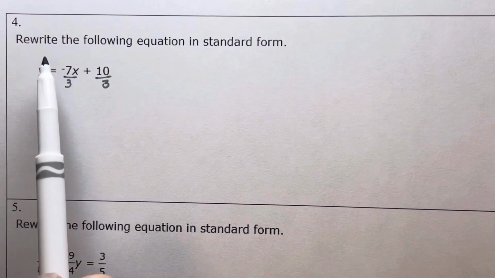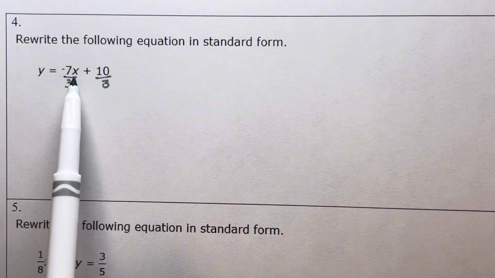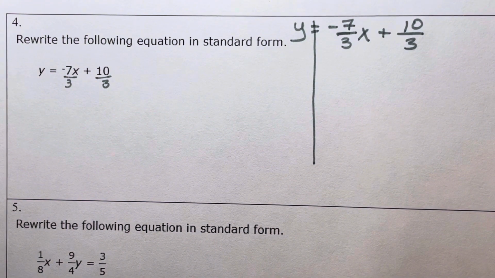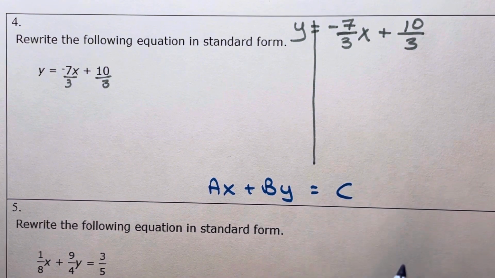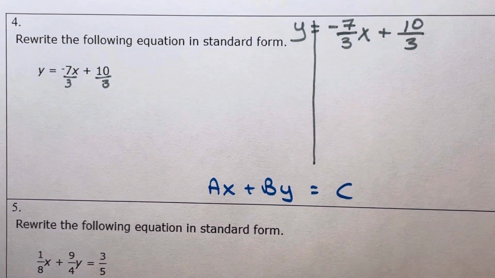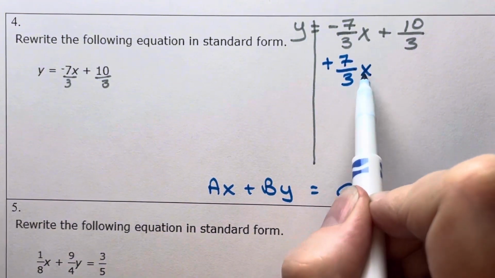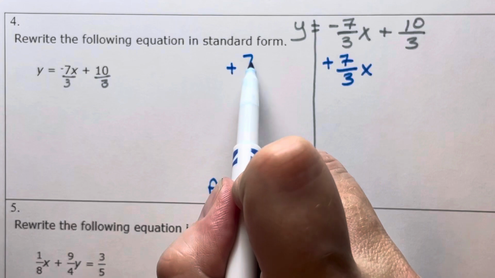Example 4. Rewrite the following equation in standard form where y equals negative 7/3 x plus 10/3. To get this process started, let's look at how to get our x term on the correct side of the river, knowing that our endgame goal is ax plus by equals c. Our x term is currently negative, so to fix that, we're going to add it. We'll do its opposite sign, its opposite action.